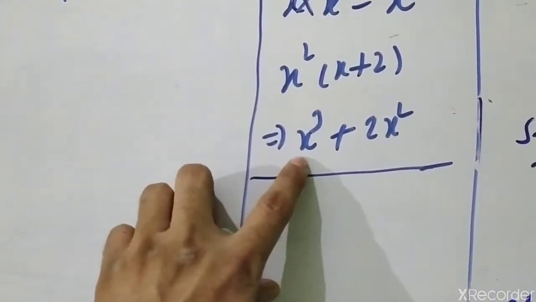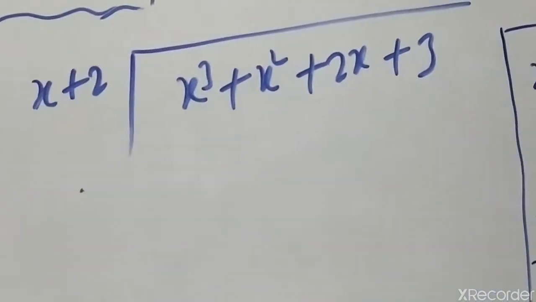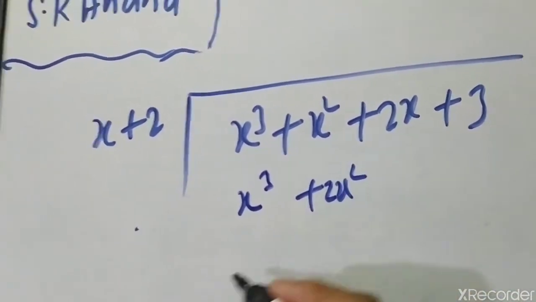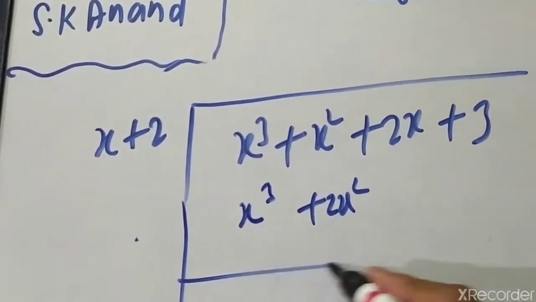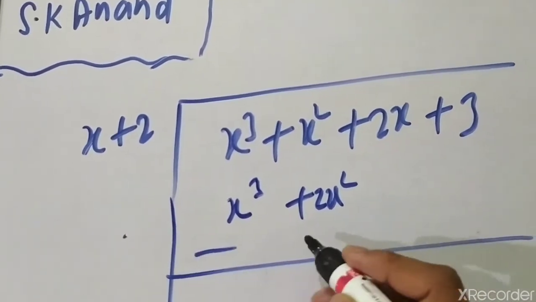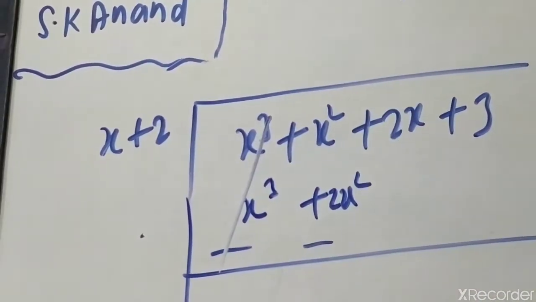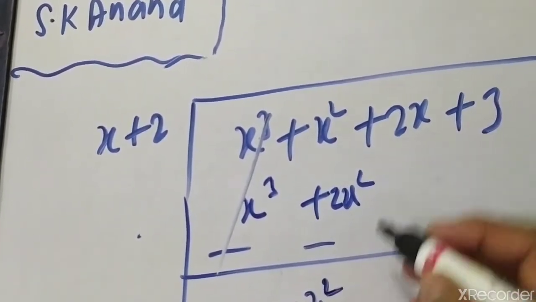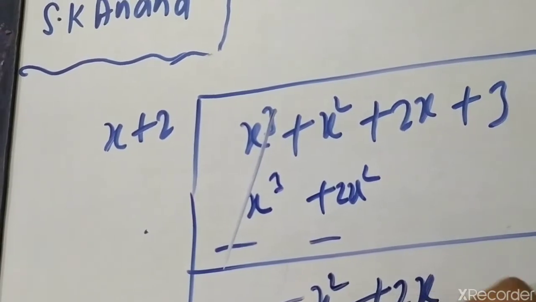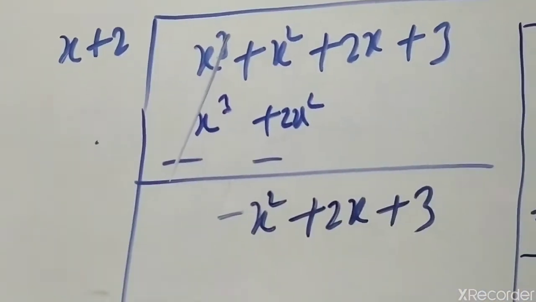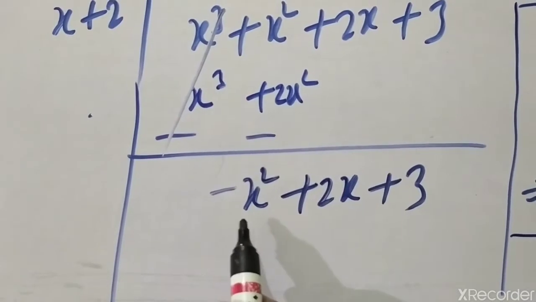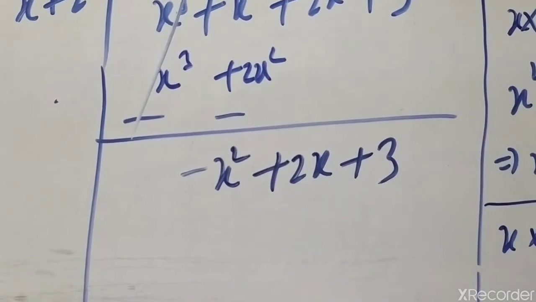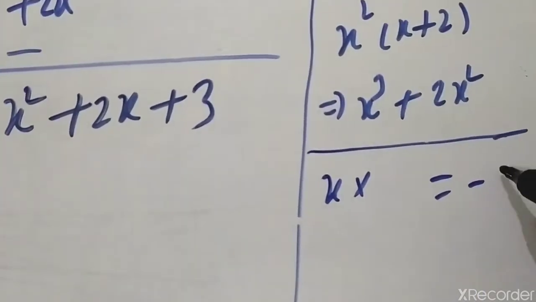So this is x cube plus 2x square. We write here x cube plus 2x square. This is plus, so minus; this is plus, so minus. This is cancelled already. So x square minus 2x square gives minus x square, and we write here plus 2x, and here plus 3. Next, this is minus x square, so we need minus x square.